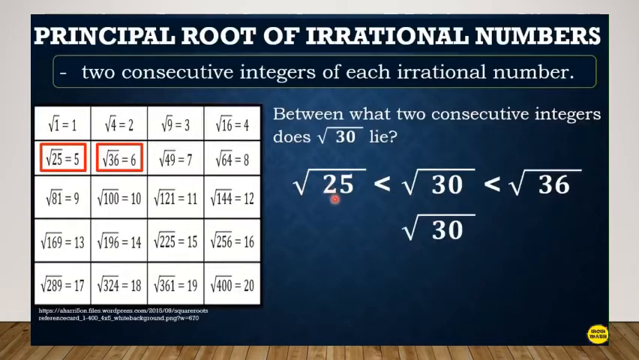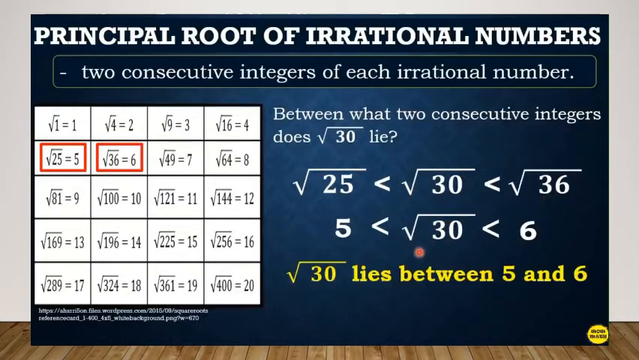So, square root of 25 is 5. Square root of 36 is 6. So, therefore, square root of 30 lies between 5 and 6. So, ganun lang po ang gagawin. Kung saan siya napapagitna, kunin mo yung dalawang perfect squares na mas mababa at mas mataas sa kanya. And then get the square root. Therefore, square root of 30 lies between 5 and 6. So, dapat memorize po natin ang perfect squares and its square root.